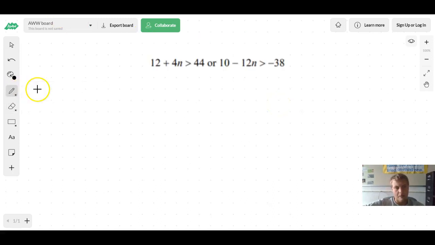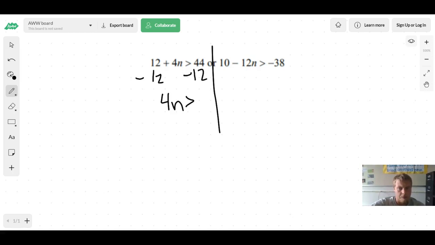Now we're going to do some compound inequalities. The nice thing about compound inequalities is they are literally the same as the normal inequalities, except we just have to solve two different equations. So I'm going to draw a line down the or, because we're just going to solve this left side and then solve this right side. So we can solve this left side by subtracting 12, then getting 4n is greater than 32. Then divide by 4, n is greater than 8.